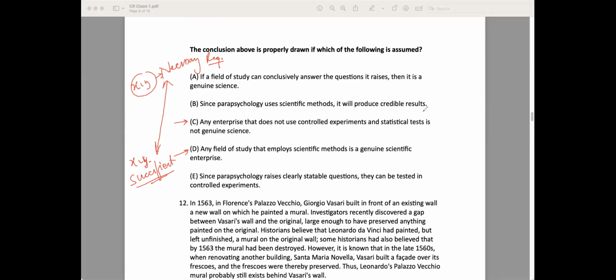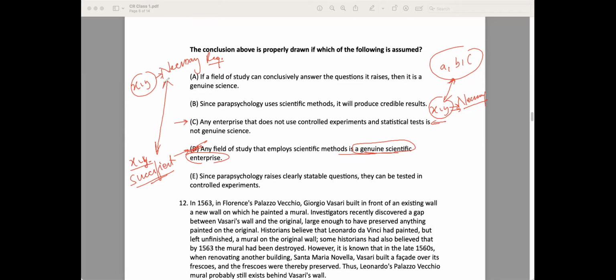Option C says something that doesn't use X and Y, we cannot call it science. That means X and Y are necessary. But these might not be sufficient because there could be other things also required. Maybe all 5 things are required for something to be called a genuine science. D says using these 2 things is sufficient for something to be called a genuine science. So we are looking for whether it is sufficient or not, because the argument says it can be called a genuine scientific enterprise because it uses X and Y. That means we are looking for them to be sufficient, not just necessary.